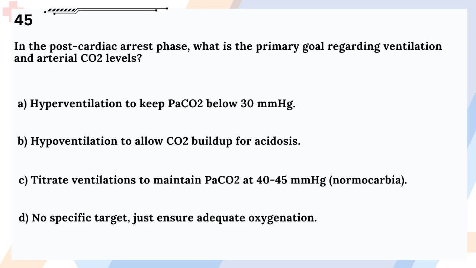Question 45. In the post-cardiac arrest phase, what is the primary goal regarding ventilation and arterial CO2 levels? A. Hyperventilation to keep PaCO2 below 30 mm of mercury. B. Hypoventilation to allow CO2 buildup for acidosis. C. Titrate ventilations to maintain PaCO2 at 40 to 45 mm of mercury, normocarbia. D. No specific target, just ensure adequate oxygenation.